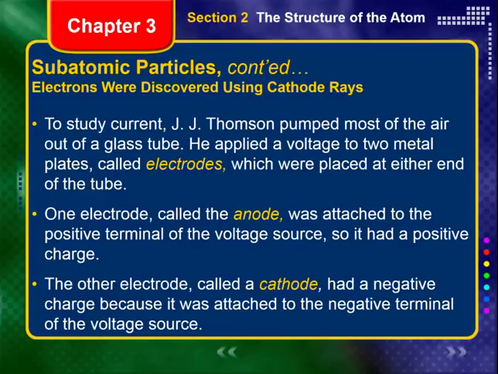Now, he was going to try to see if current was able to jump from one metal plate to the other metal plate in a vacuum, in the absence of gas. One electrode, called the anode, was attached to the positive terminal of the voltage source, and so it had a positive charge. The other electrode, called a cathode, had a negative charge because it was attached to the negative terminal of the voltage source. Fair enough? The other electrode, the cathode, is attached to the negative terminal.